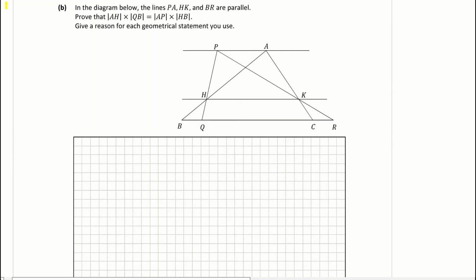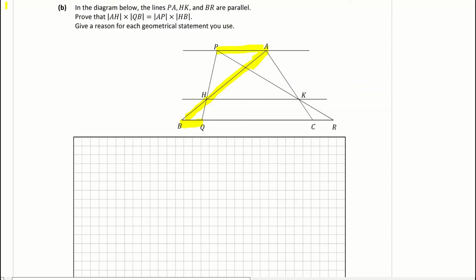Part B is asking us to prove the following and to give a reason for each geometrical statement that you use. So let's just mark off these line lengths first. So AH, we have the line segment QB, we have the line AP, and we have the line HB.